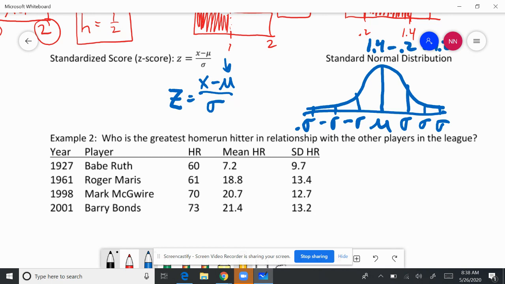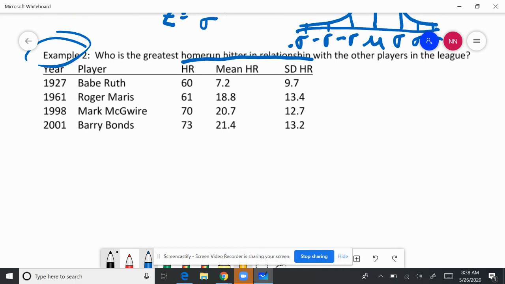What we're going to do is standardize the scores, and in this specific example, see who is the best home run hitter in relation to the other players in the league. So we may say Barry Bonds is the best home run hitter because he has 73, but what we're going to do is compare the home run hitters based on the other individuals in their league and see how much better or worse they are compared to all the other home run hitters.